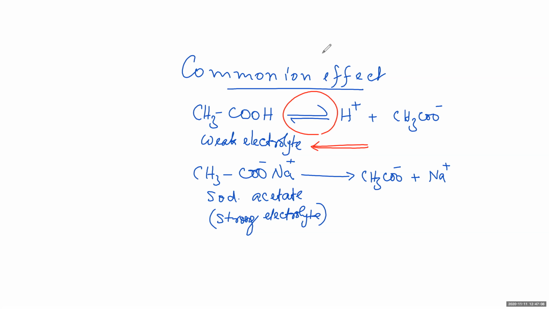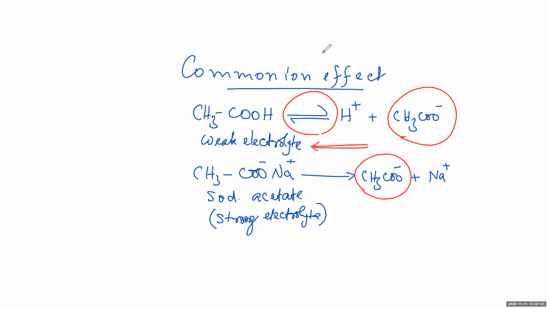In the weak electrolyte here, acetic acid, there is acetate ion. And in the strong electrolyte, sodium acetate, there is the acetate ion. Both the electrolytes contain the common ion, acetate ion. So, by the addition of a strong electrolyte containing a common ion, the ionization of the weak electrolyte can be suppressed. The backward reaction is increased, ionization is decreased, and that is called the common ion effect.